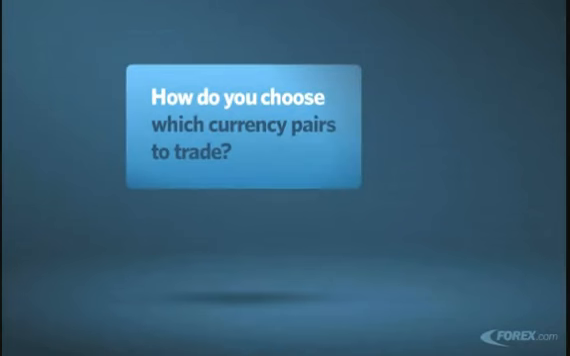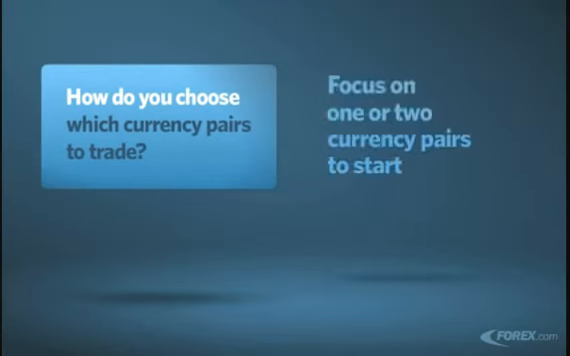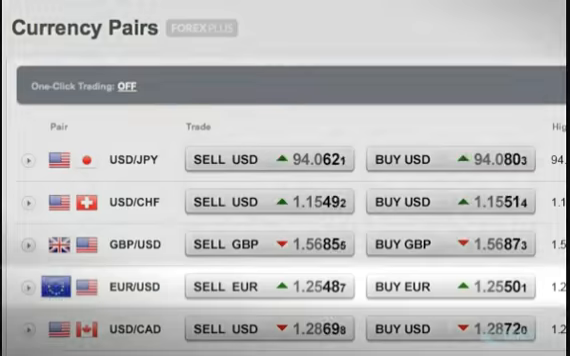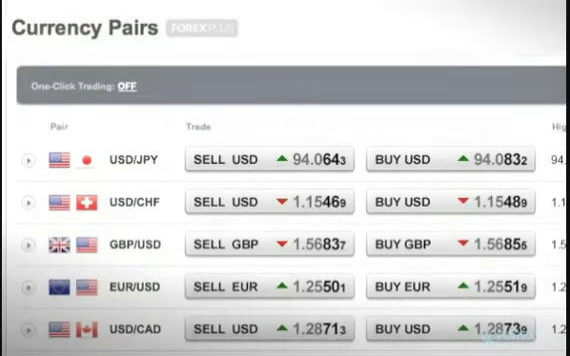So how do you choose which currency pairs to trade? Most traders new to the Forex market tend to focus on 1 or 2 currency pairs to start. It often makes sense to start with the most popular currency pairs, like the euro or Japanese yen against the US dollar, since there's so much more information available about the underlying economies.